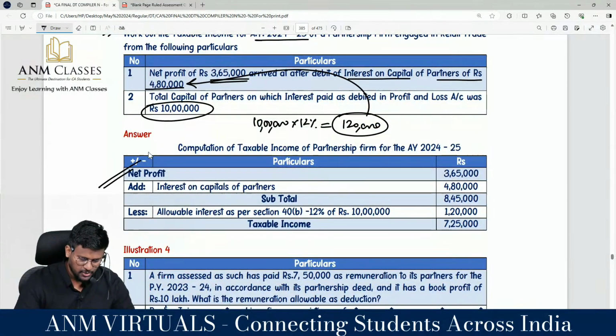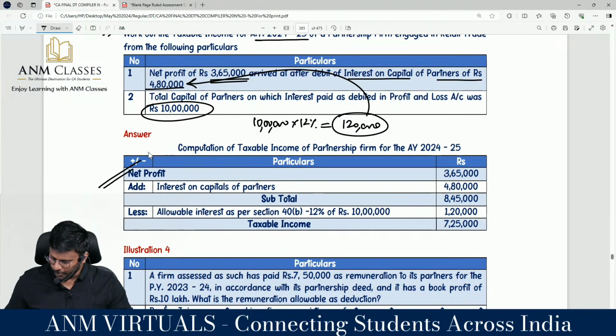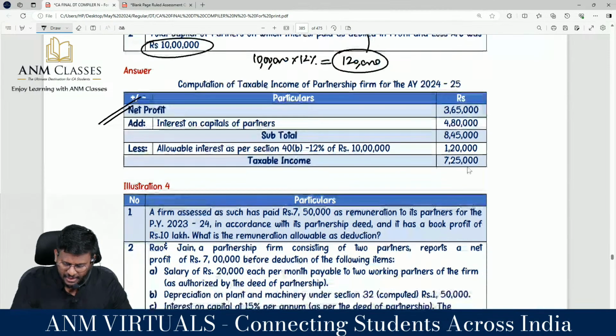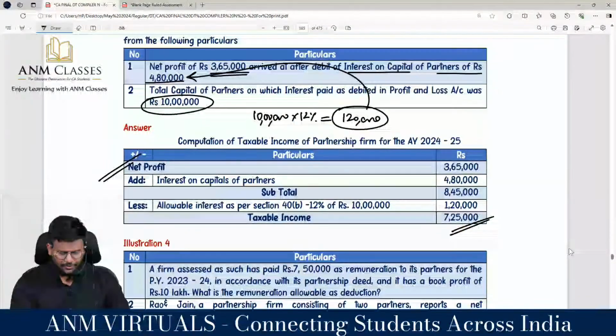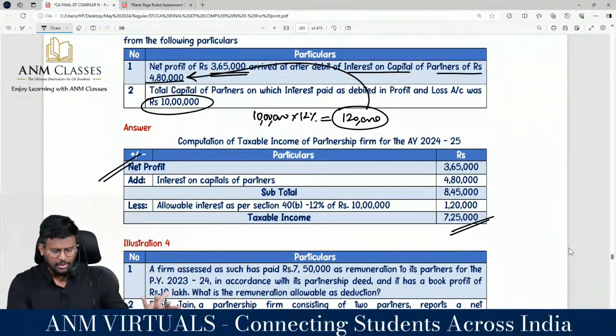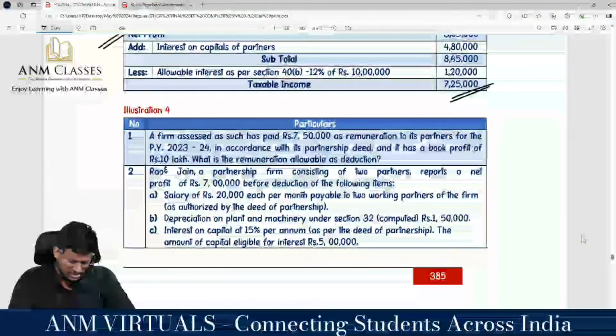So what is the net profit as per P&L account? 3,65,000. What is the interest amount debited to P&L account? 4,80,000. So plus 4,80,000, subtotal is 8,45,000, minus what is the interest allowed? 10 lakh into 12% comes to 1,20,000. That means 7,20,000 is the taxable income. On this, if the remuneration is allowed, you can claim a remuneration. No problem at all. Fantastic to the core.